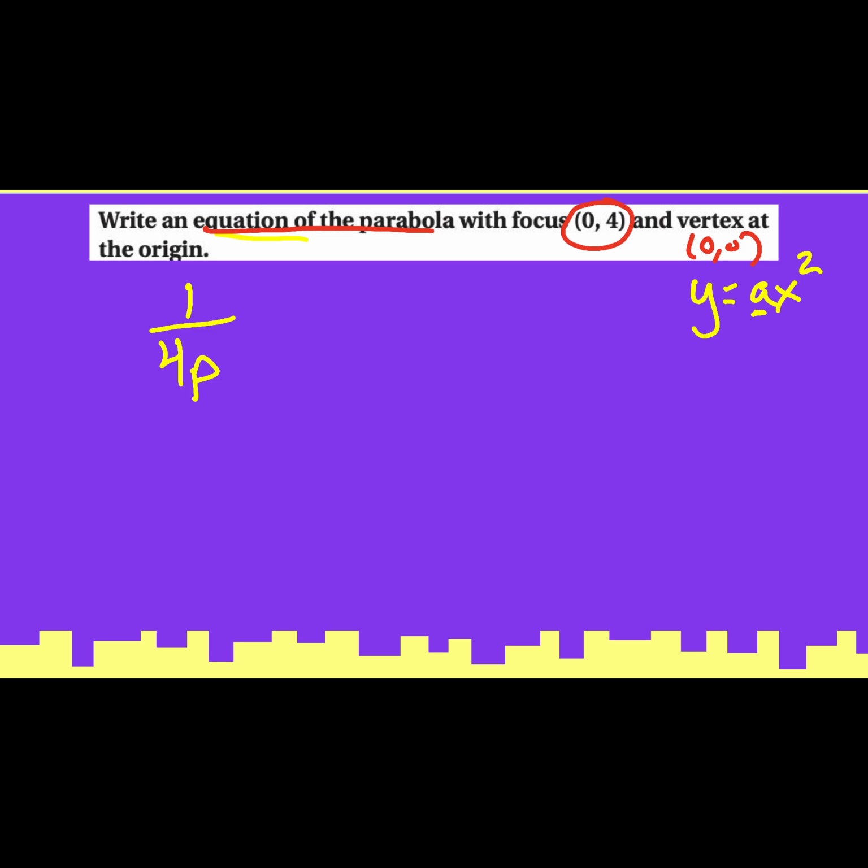Remember, Tad, what is our a value the same as? P, perfect. So if we can find p, then we can find our a value. Now, again, we find our focus by doing 1/4 × p. Whatever that y value of our focus is going to be. Well, in our question, they tell us the focus is at (0, 4). So they already give us what the focus is. So what can we set 1/4 p equal to?